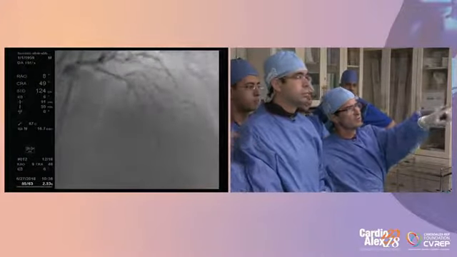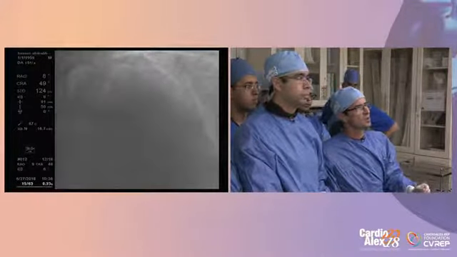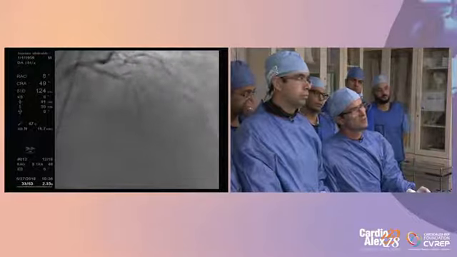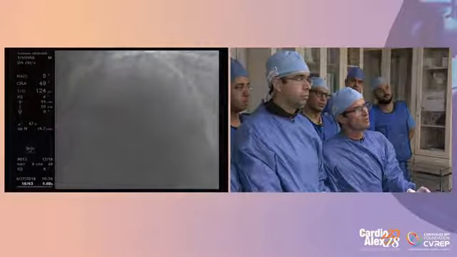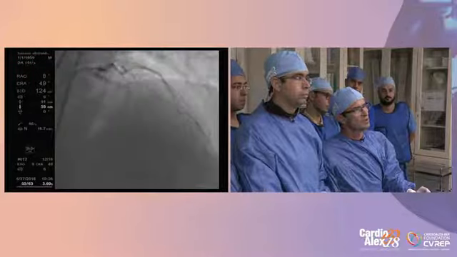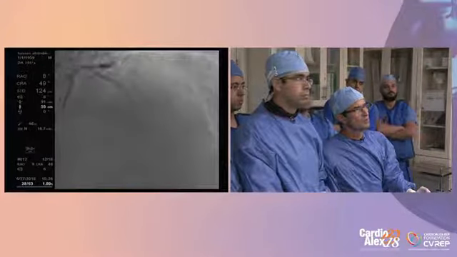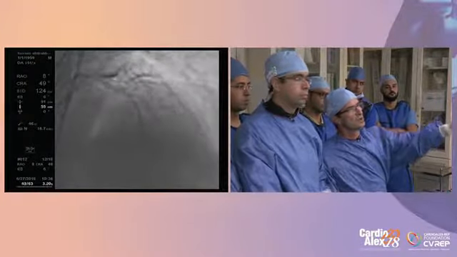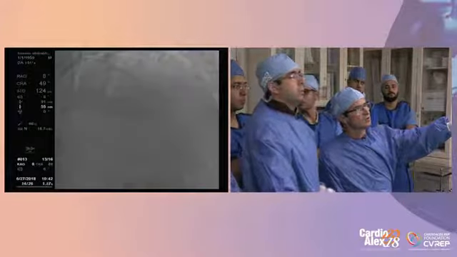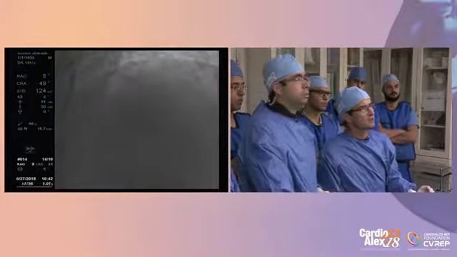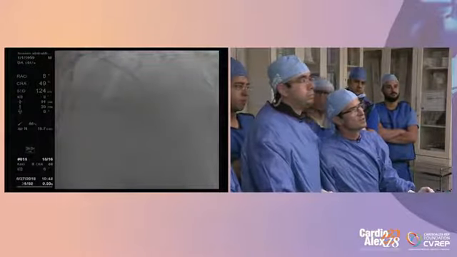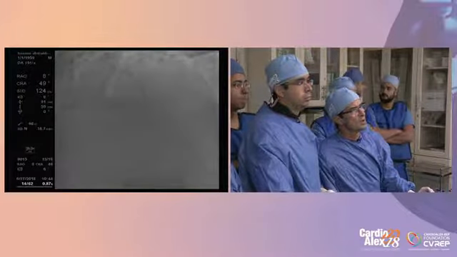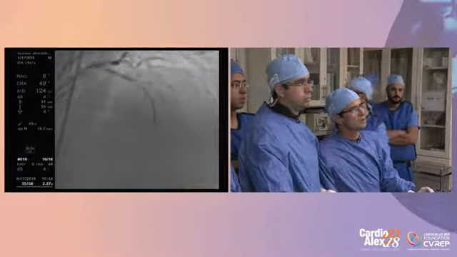But on the left, the second diagonal, I think, is about to disappear. This diagonal is less than 1 millimeter. If we can avoid losing it, we will do our best, but there is no way to protect it when we stent. So we performed an IVUS to check the size.